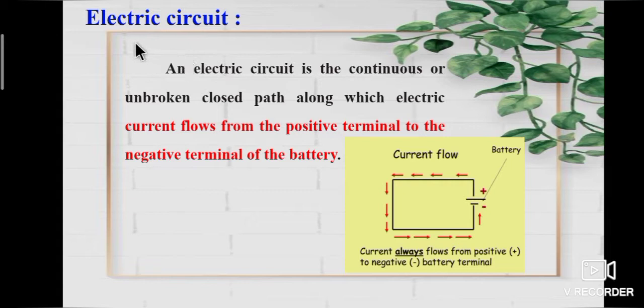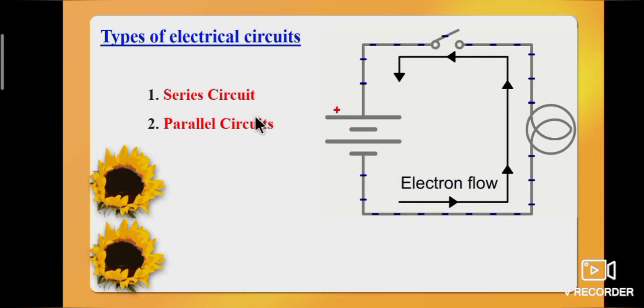Next topic we discussed in last class, electric circuit. An electric circuit is the continuous or unbroken closed path along which electric current flows from the positive terminal to the negative terminal of the battery. Electric current flows from the positive terminal to the negative terminal of the battery. There are two types of electric circuits. First one series circuit, second one parallel circuit.